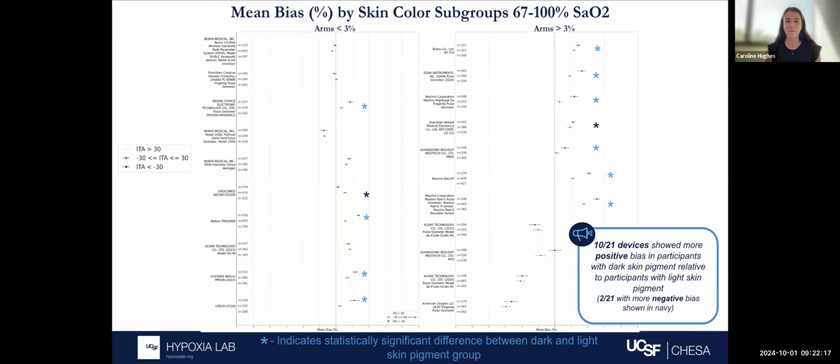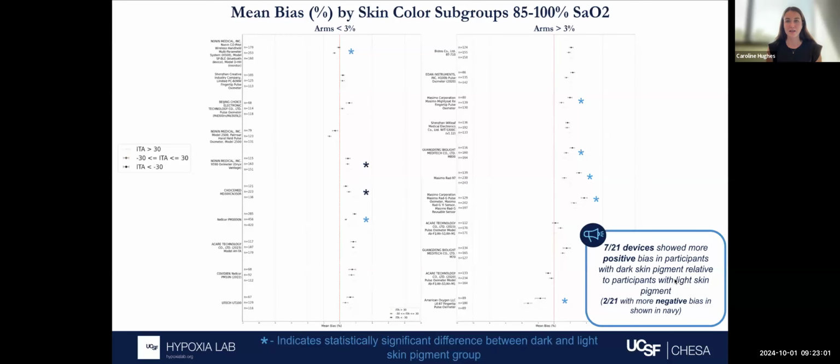You can also see that for 10 of the 21 devices, so almost half of our devices, we actually saw that there was a statistically significant difference of more positive bias for subjects in the darker skin pigmentation range than in the lighter skin pigmentation range. Those devices are marked with the light blue asterisk. And then you'll see that for 2 devices, we saw the opposite, where there was actually statistically significant more negative bias for subjects in the darker skin pigmentation range than the lighter skin pigmentation range. And we'll look at that now broken up across the different oxygenation saturation ranges on the next slide.